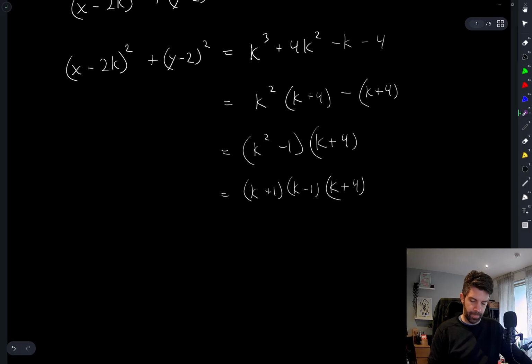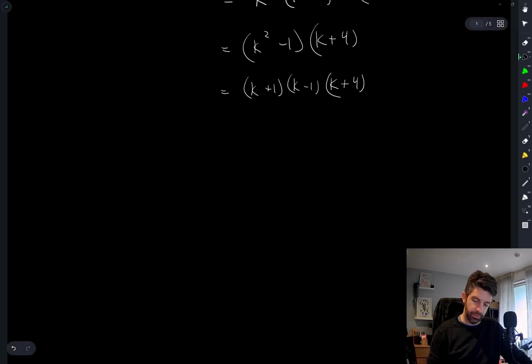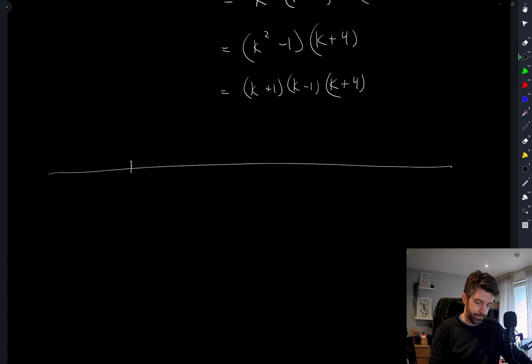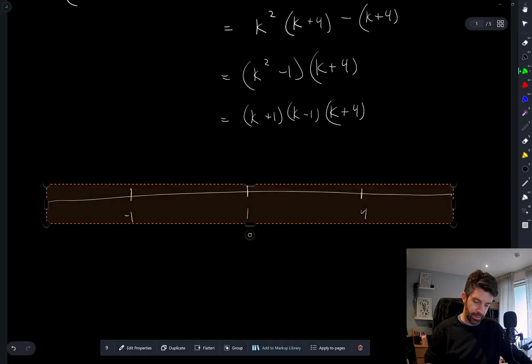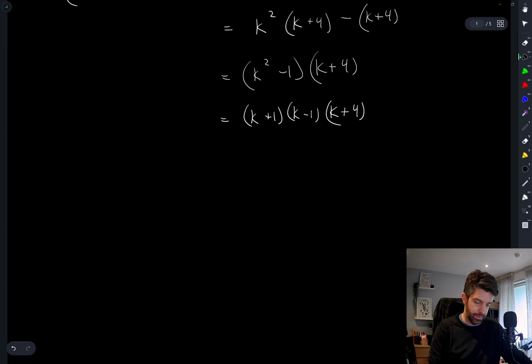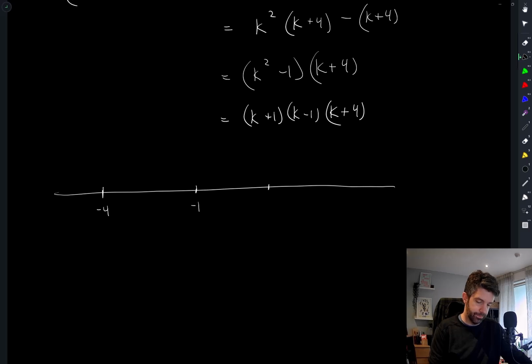Okay, so I don't care about anything here anymore. I only want this to be positive. And so there's three cutoff points here, right? Let me draw a number line. So if k is, oh, hold on, that's not the appropriate number line. That's not what I want. Or those aren't the points that I am interested in, at least. We're interested in -4, -1, and 1.